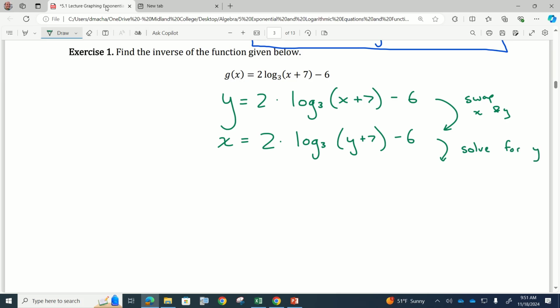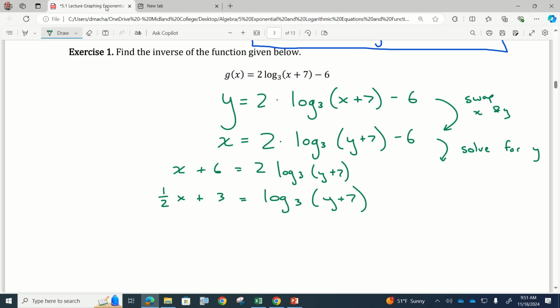What do I do first? Add 6 to both sides. And then? Divide both sides by 2. And then? How do I get rid of the logarithm base 3?